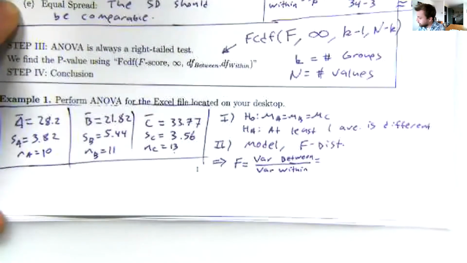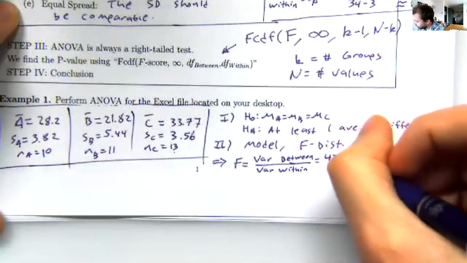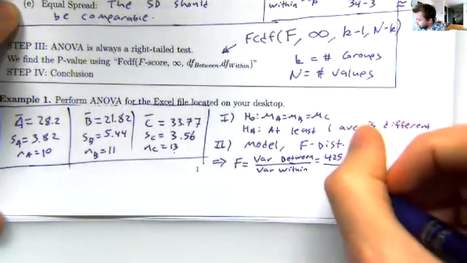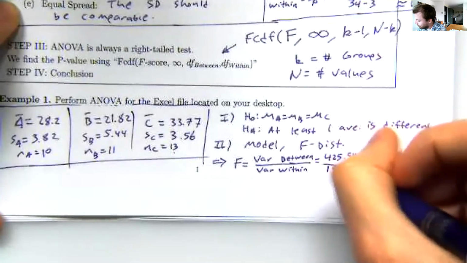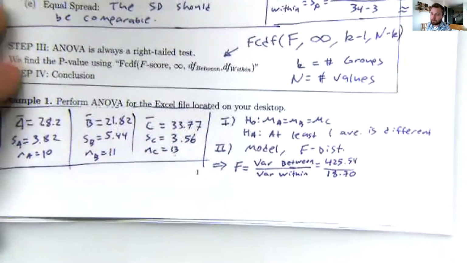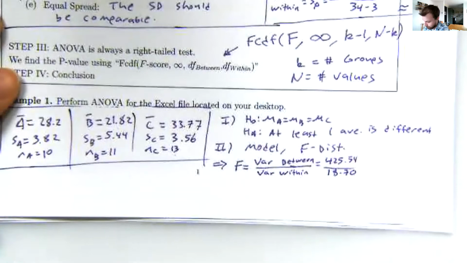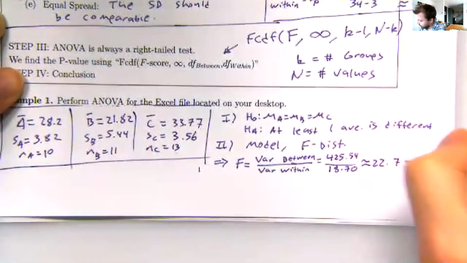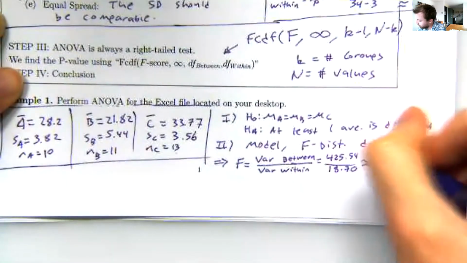The variation between groups, I took 425.54 spread. The amount of spread I was allowed to reasonably take was 18, so it feels like I'm a little bit over budget. I'm going to divide this to figure out what my F ratio or test statistic is, and I get something like 22.76.